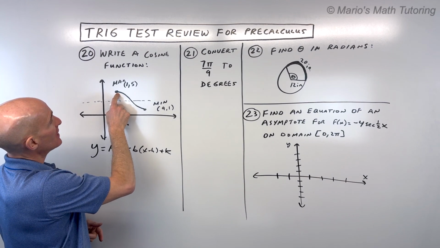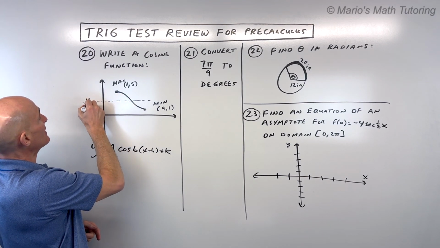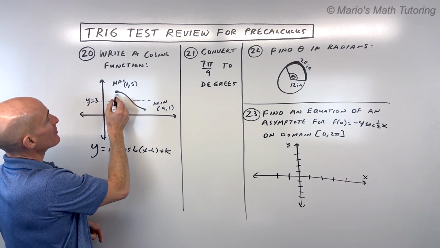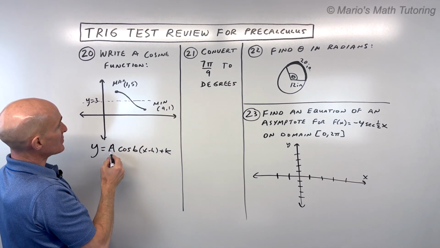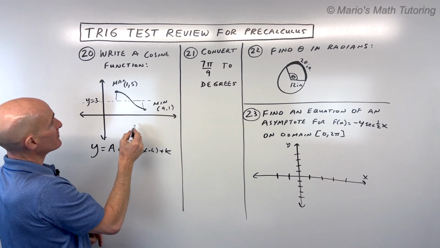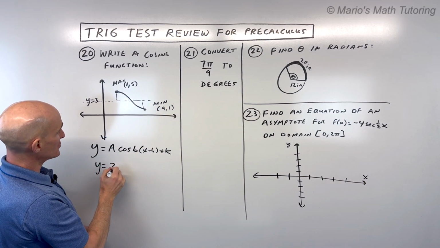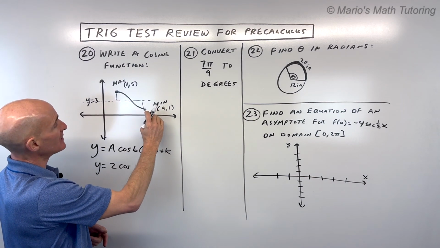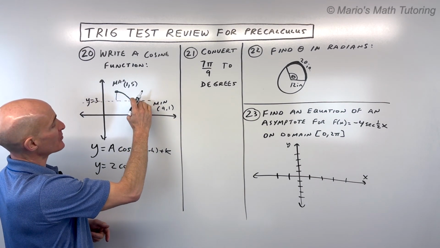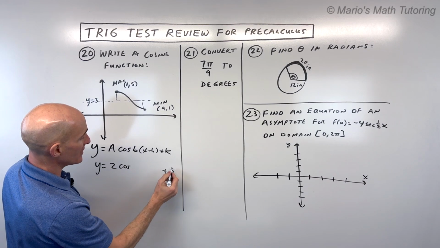That makes sense because if this is at 3, let's write that down, y equals 3. 3 plus 2 is 5. 3 minus 2 is 1. So that means our amplitude is 2 from the midline. So this is going to be y equals 2 cosine. Now, normally the midline is right on the x-axis, but that's shifted up 3 now. So that's our k value, plus 3.